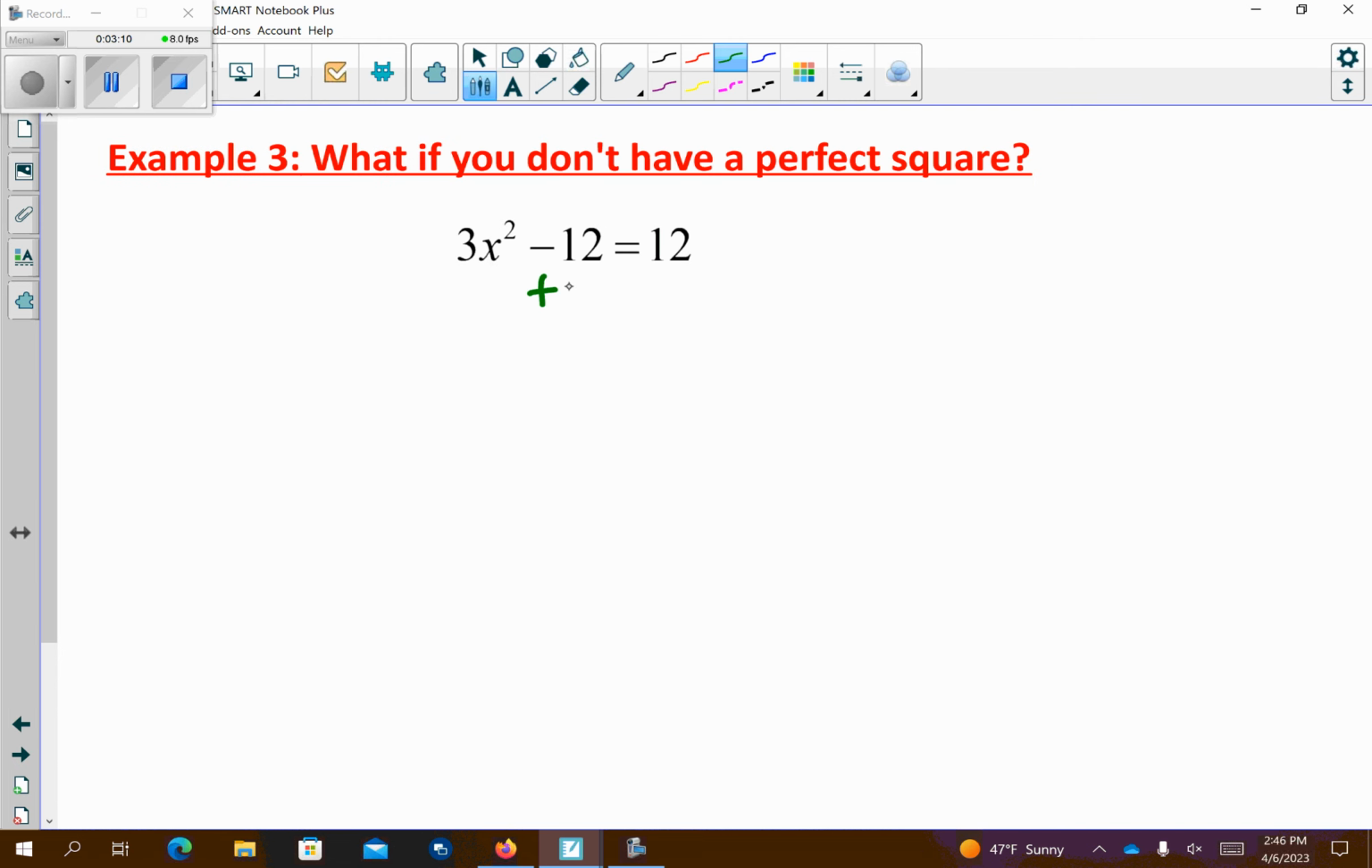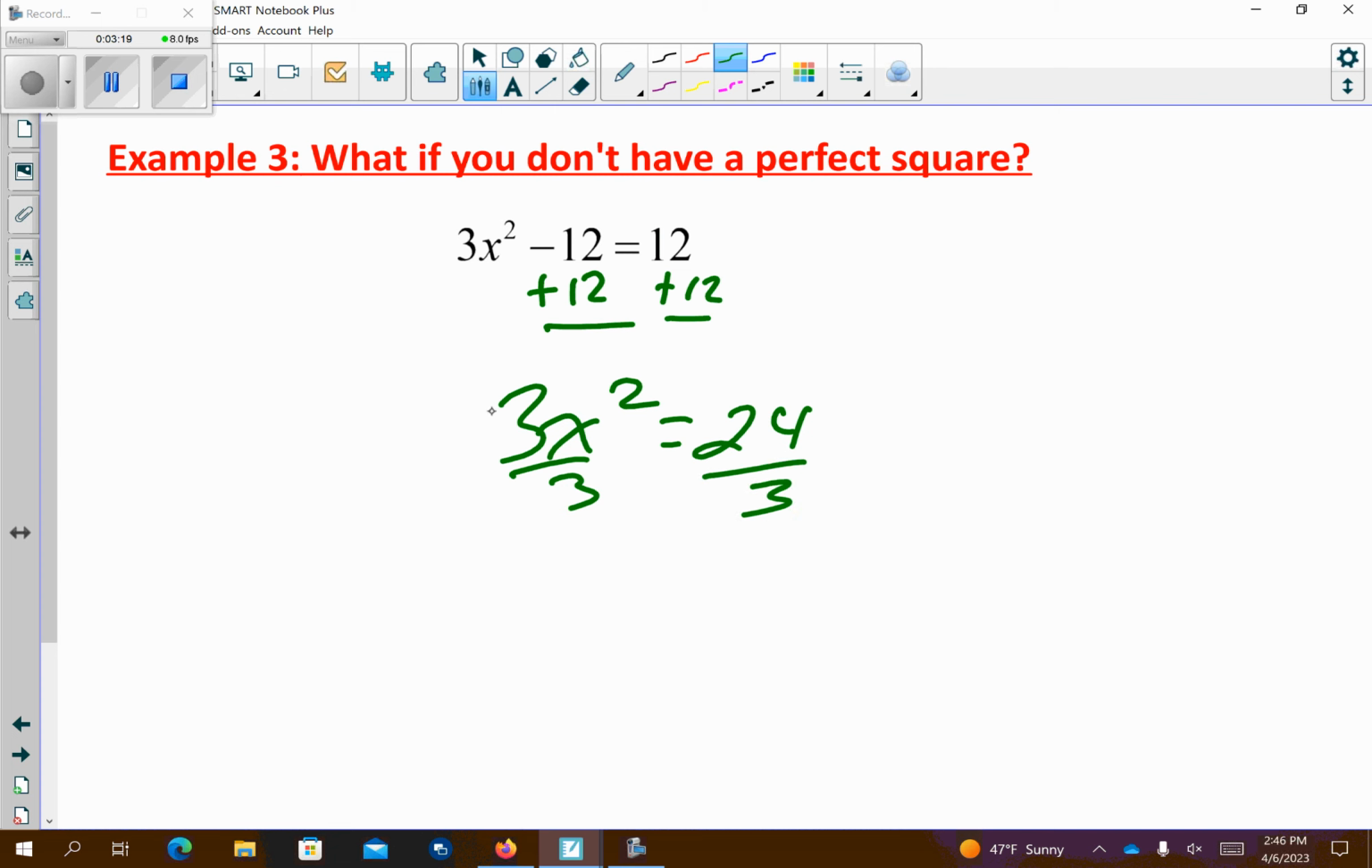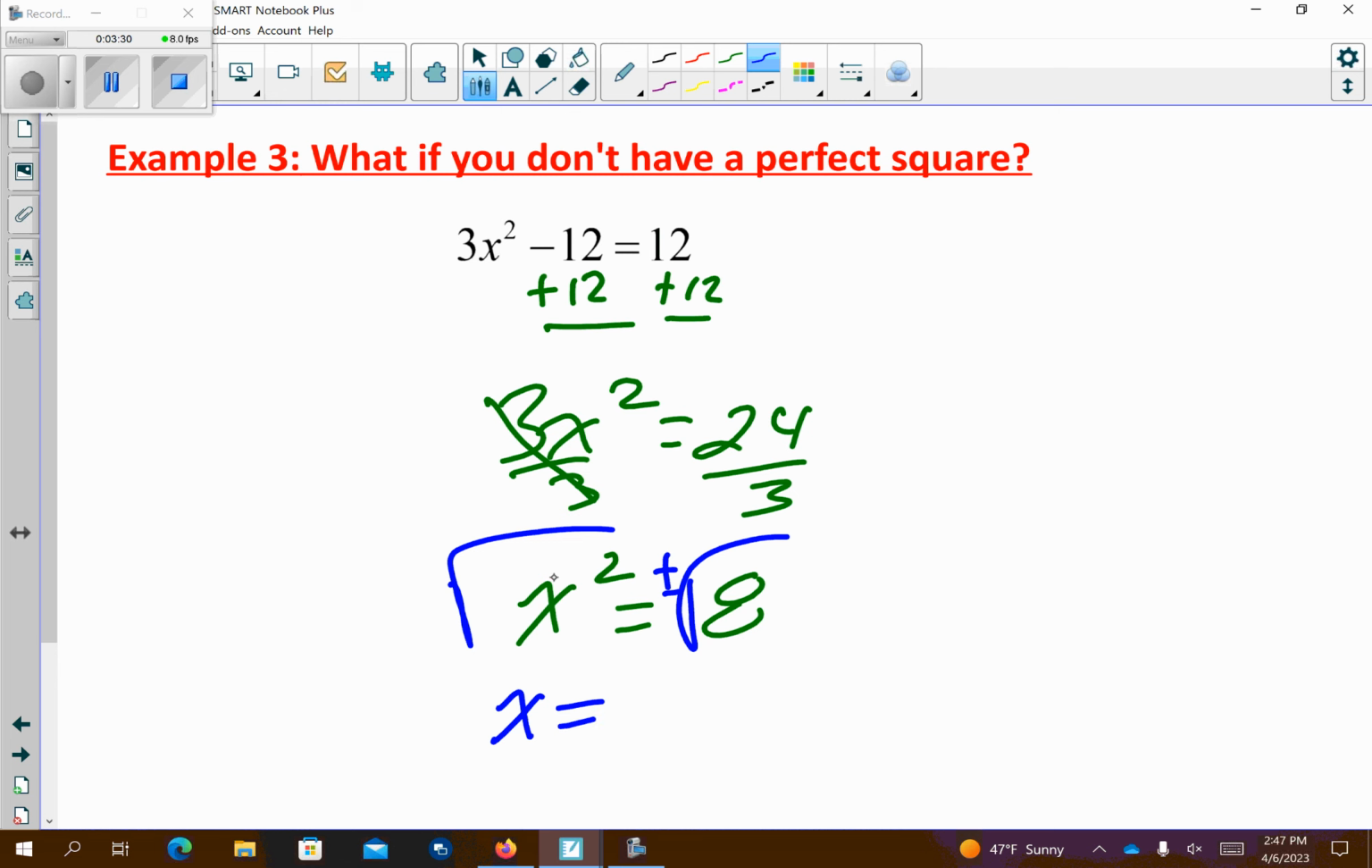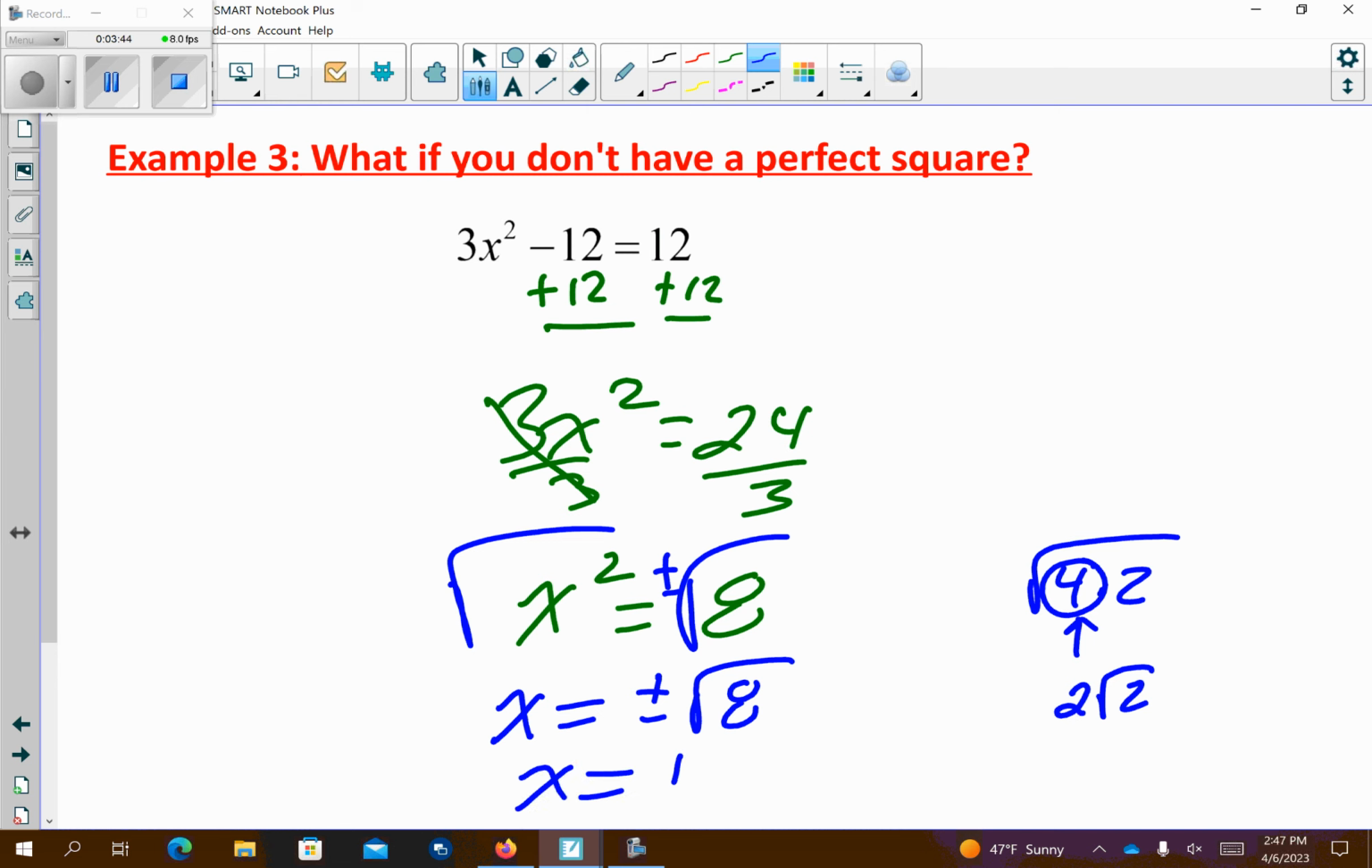So let's take a look at this one. I'm going to add 12 to both sides. So I get 3x squared is equal to 24. Divide each side by 3. Those cancel out. So x squared, 24 over 3 comes out to 8. Now I have to take the square root of both sides. Don't forget to put the positive negative. So I get x equals, because square root of x squared is x, positive or negative square root 8. You have to realize 8 breaks down to 4 times 2, where that's your perfect square. So I'm going to get 2 square root 2 because the square root of 4 is 2. So my answer is positive or negative 2 square root 2. That's my reduced answer.